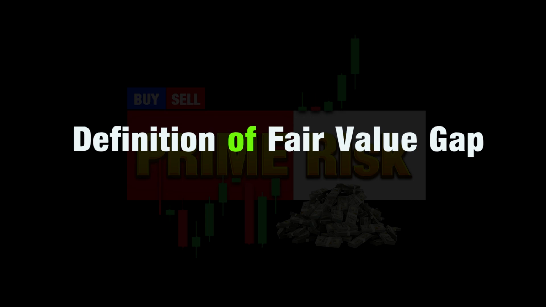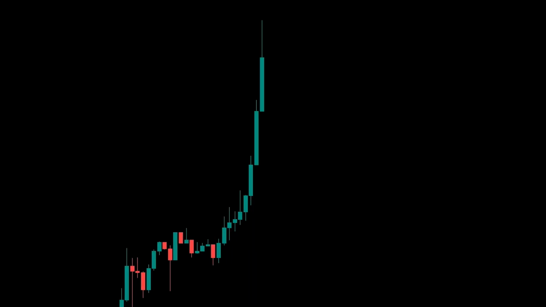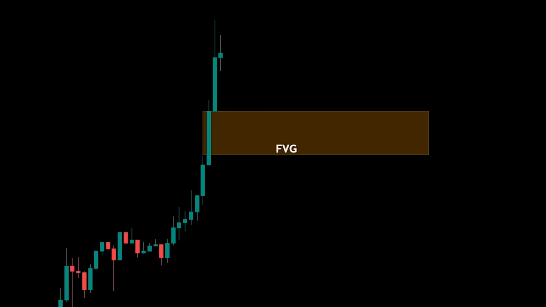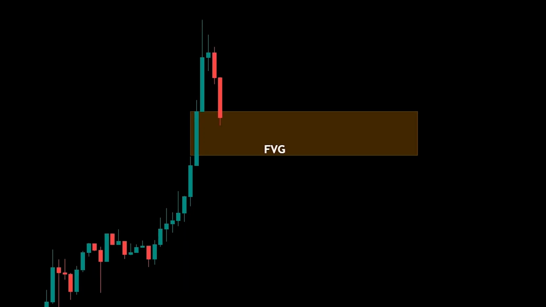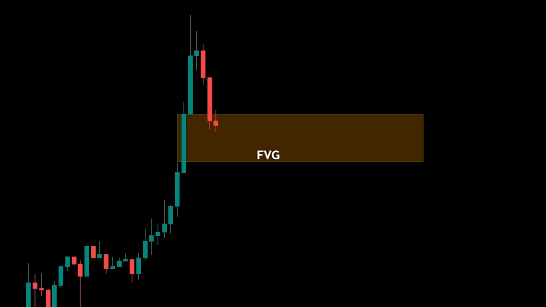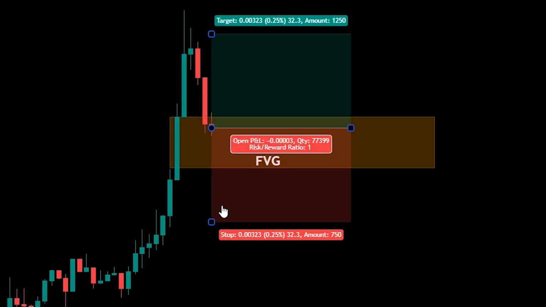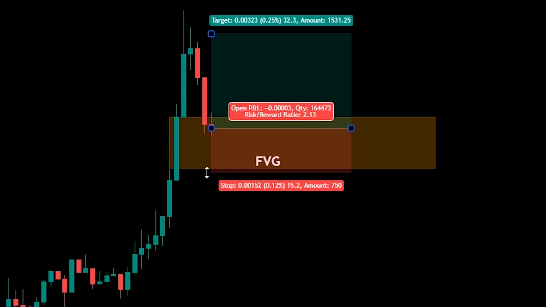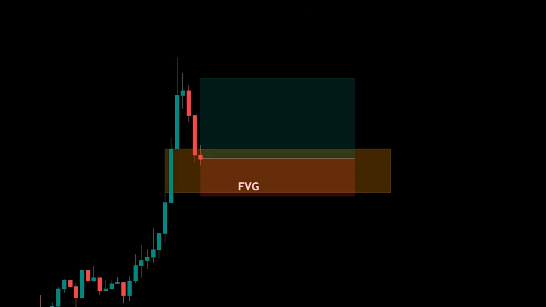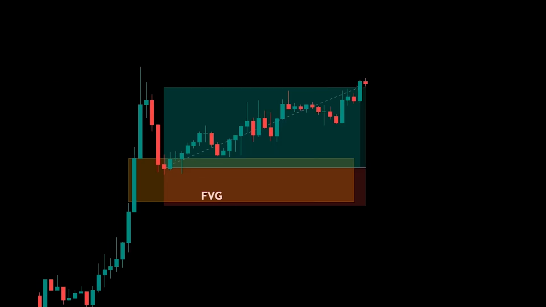Definition of fair value gap. In a chart, an FVG forms when the price moves sharply in one direction, creating a gap between candlesticks. After this sudden movement, the price often tends to return to this gap, potentially filling or revisiting it. Traders can enter positions at this moment and profit from the price's retracement to the gap.